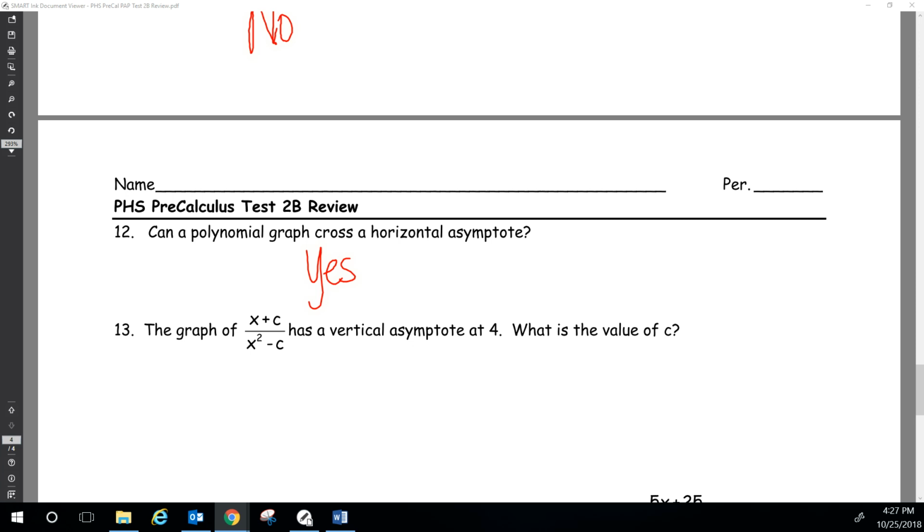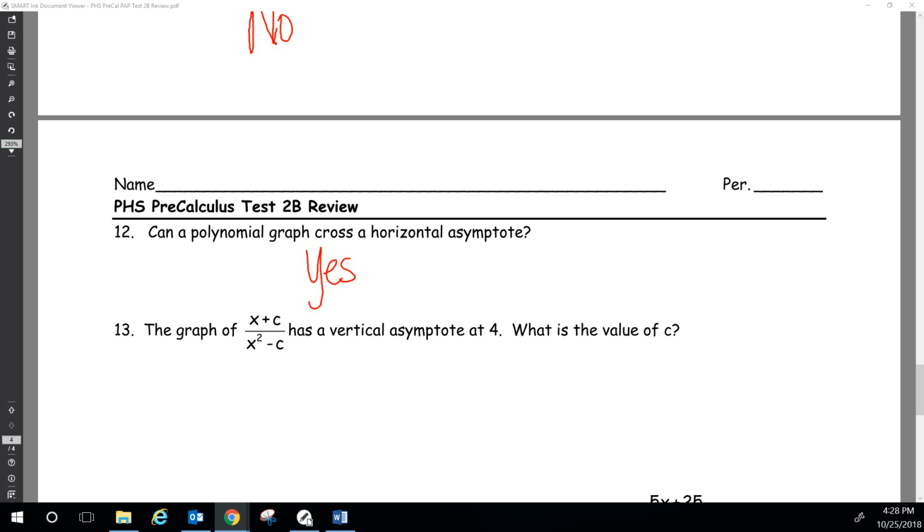Polynomials can cross horizontal and oblique asymptotes. Remember, both horizontal and oblique asymptotes really help you determine the end behavior of your graph, but in the middle it can cross them without a problem. However, graphs can't cross a vertical asymptote. Horizontal asymptotes, oblique asymptotes, you can cross those, but not a vertical asymptote.